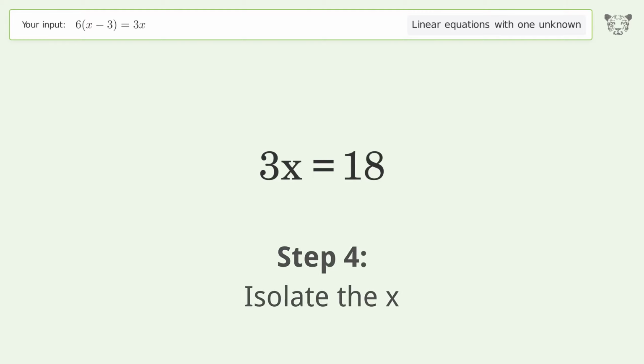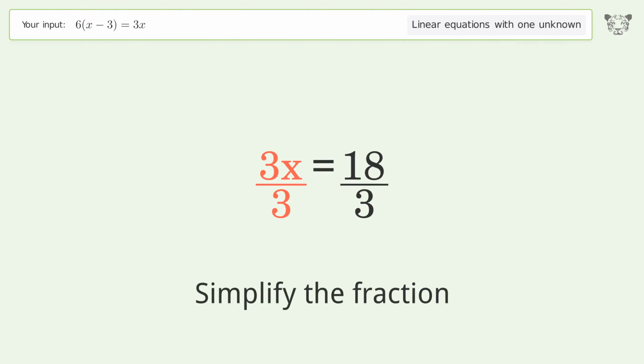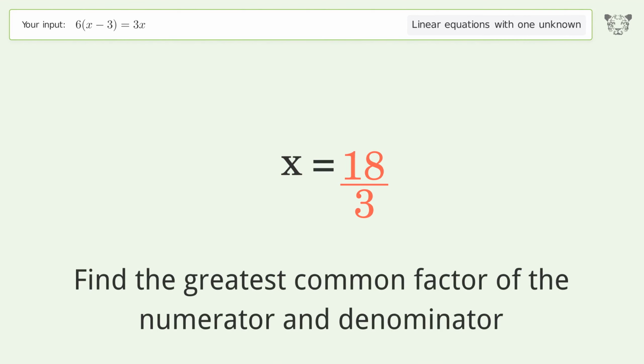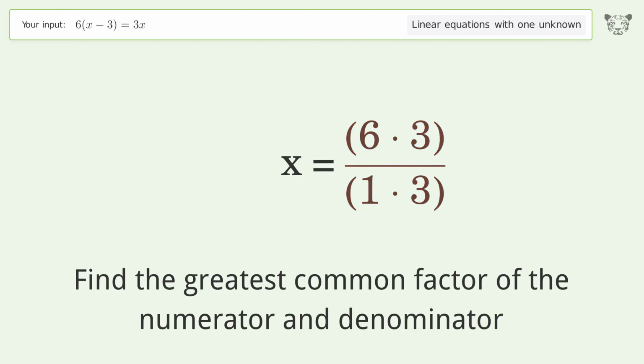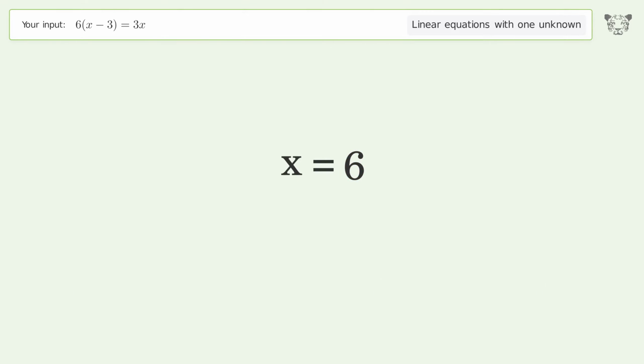Isolate the x. Divide both sides by 3. Simplify the fraction. Find the greatest common factor of the numerator and denominator. Factor out and cancel the greatest common factor. And so the final result is x equals 6.